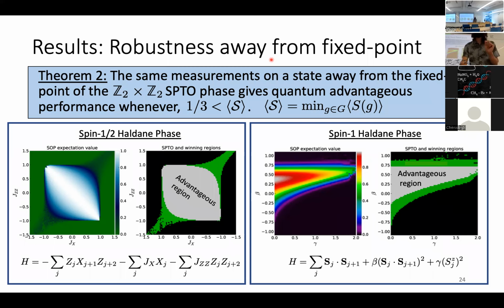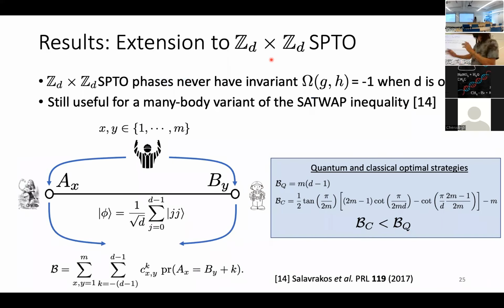Awesome. So, carrying on to some more recent results that we're thinking about. This is work in progress, or work in preparation. Notice that there was this strict criterion that the twist phase needed to be equal to -1. And it turns out that whenever I consider these Z_D cross Z_D one-dimensional SPTO phases protected by this particular Z_D cross Z_D symmetry group, this twist phase is never equal to -1 whenever D is odd, right?